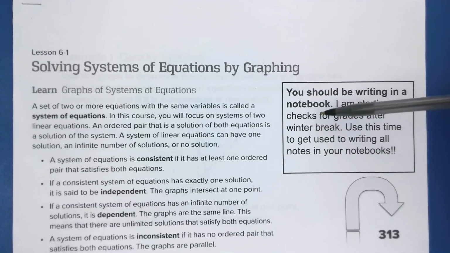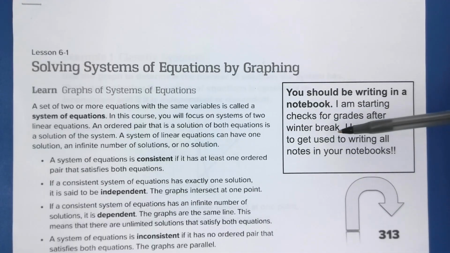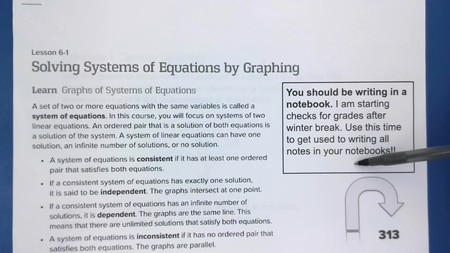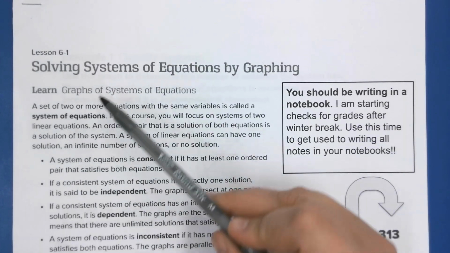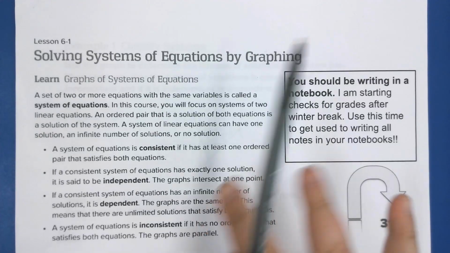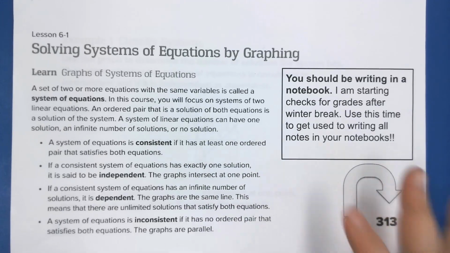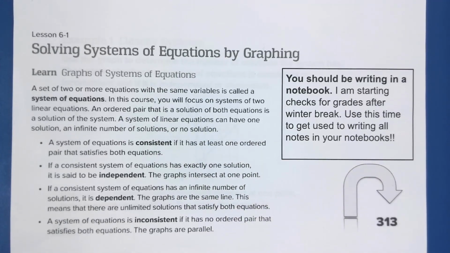I'm going to be starting notebook checks after winter break for grades, so make sure you're getting used to writing notes in your notebook now. Some of this information you're going to want to write down in your notebook. You don't need to copy it all word for word, but there's some important vocabulary. A set of two or more equations with the same variables is called a system of equations.